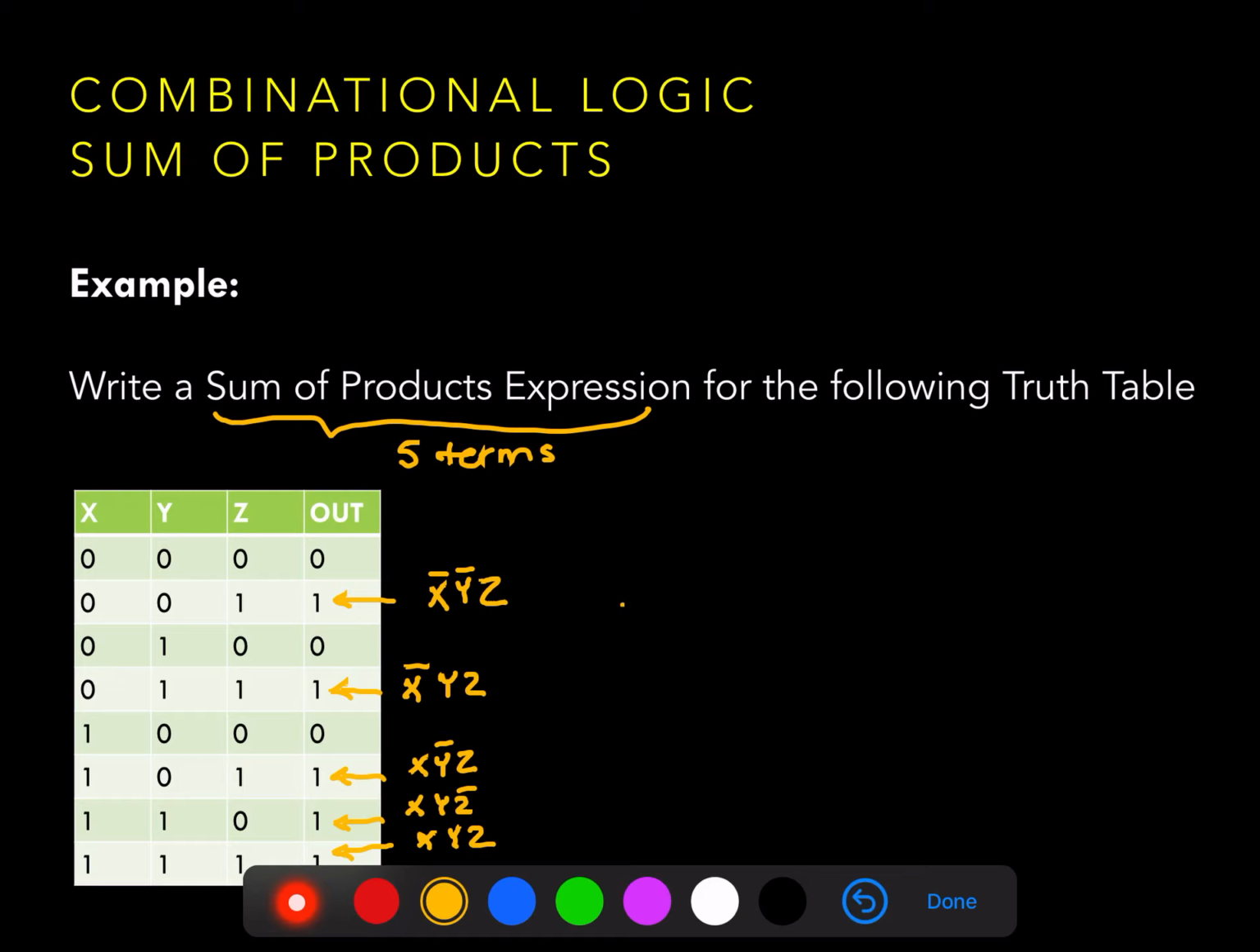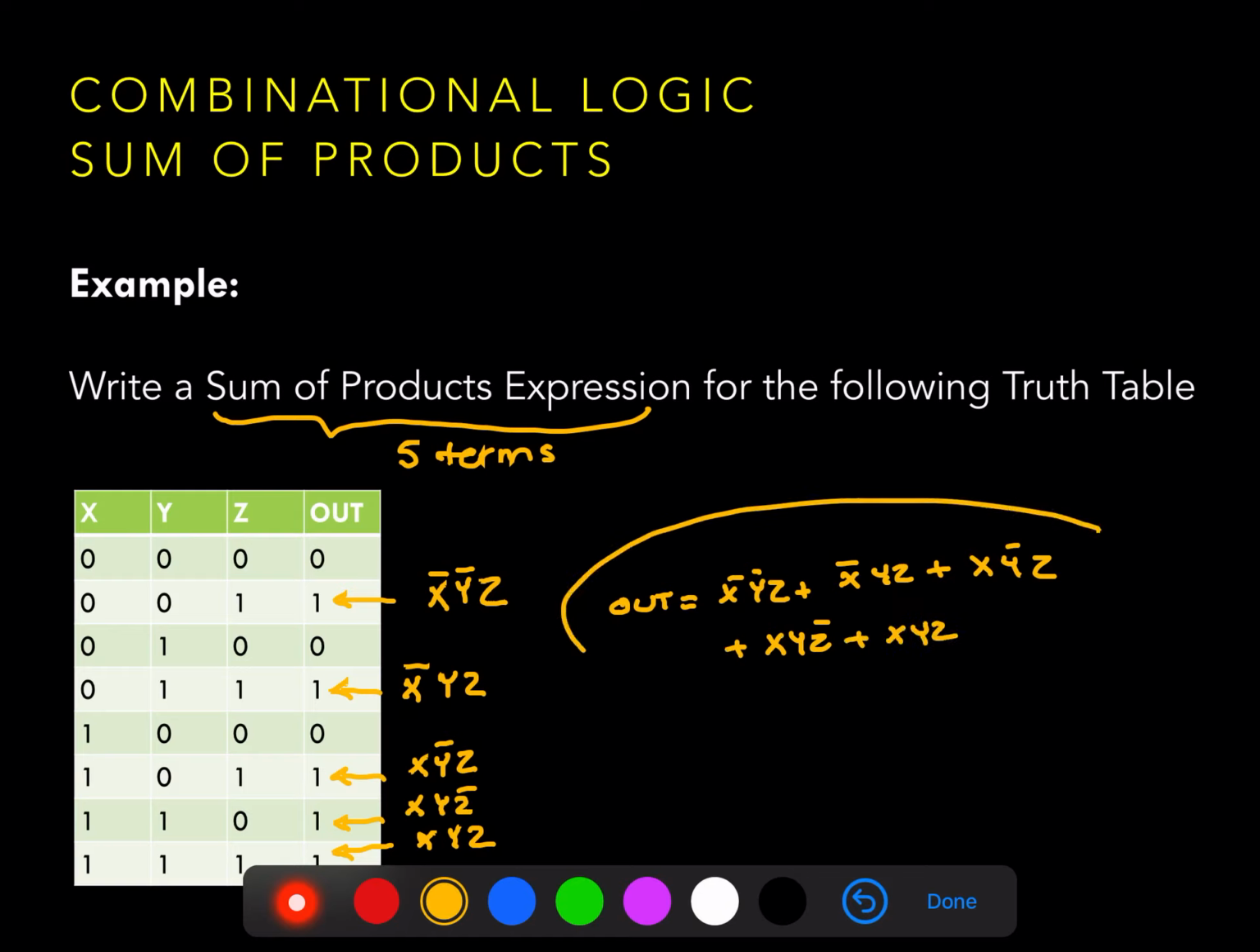To get the final expression for out, we'll just OR all these terms together. X naught, y naught, z, or x naught, y, z, or x, y naught, z, or x, y, z naught, and finally or x, y, z. And this will be the complete sum of products expression for this particular truth table.